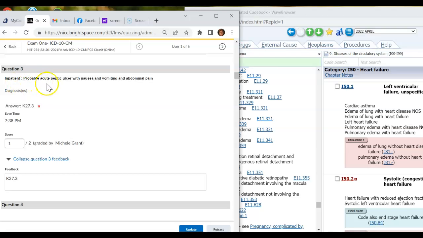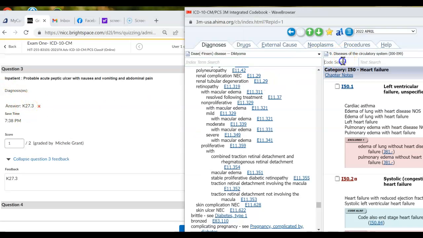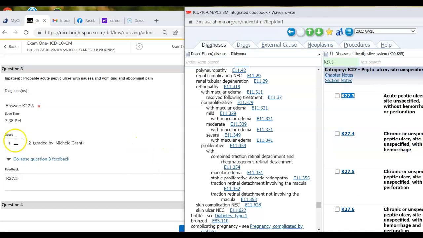Okay. So I have probable acute peptic ulcer with nausea and vomiting and abdominal pain. Remember one thing, when it's inpatient, I can code the acute peptic ulcer, and that's the only code that I want. Okay, because the nausea, vomiting, and abdominal pain are integral to our diagnosis. So we only want code K27.3. Now, if this was outpatient, I wouldn't be coding the peptic ulcer, I'd be coding the symptoms. Okay, so keep that in mind.